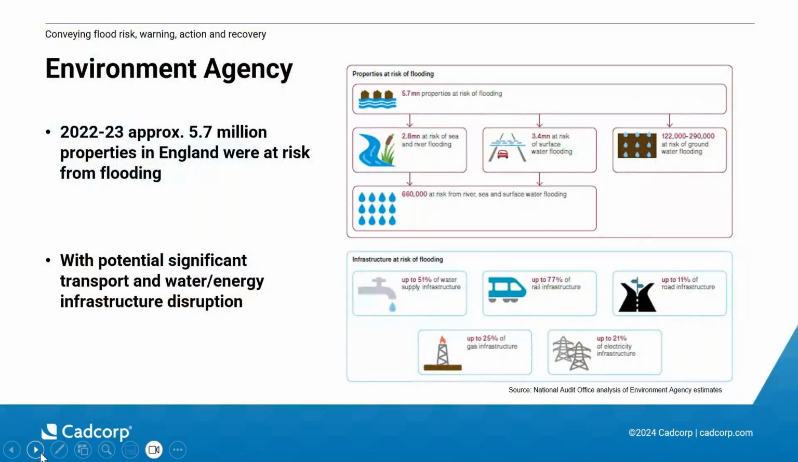Given the audience today, you may be aware of the statistics, but I just wanted to share the scale and the numbers. According to the Environment Agency, in 2022-2023, approximately 5.7 million properties in England were at risk from flooding of some sort. This might be sea and river flooding, surface water, or groundwater flooding. The potential impact on the infrastructure is huge, with a lot of disruption to our daily lives, whether it's water, rail, roads, or other energy infrastructure. I certainly know myself when the rail lines are flooded and I can't get to my meetings.